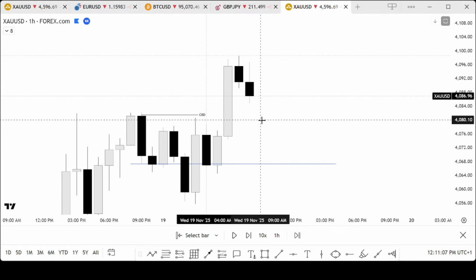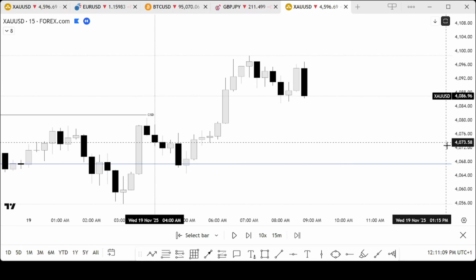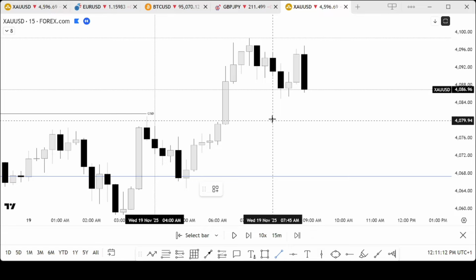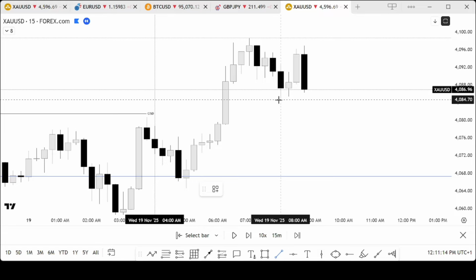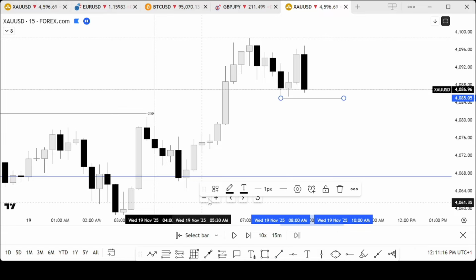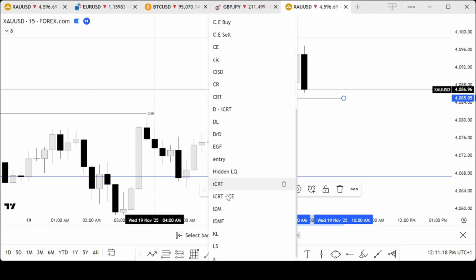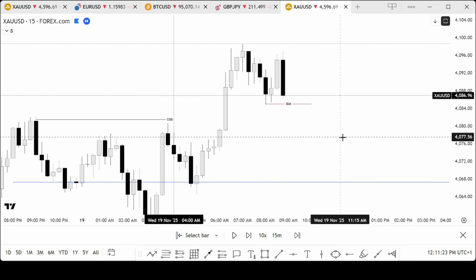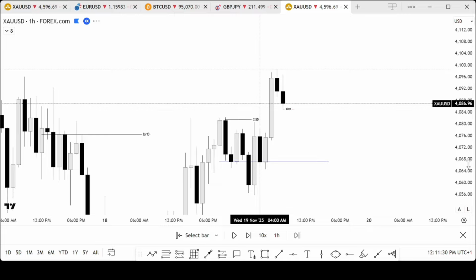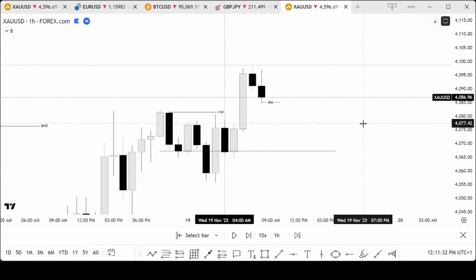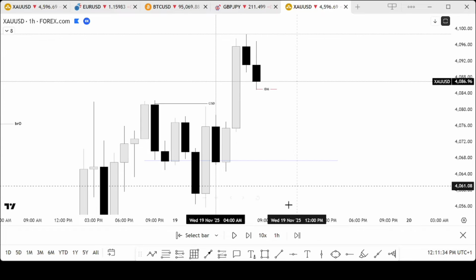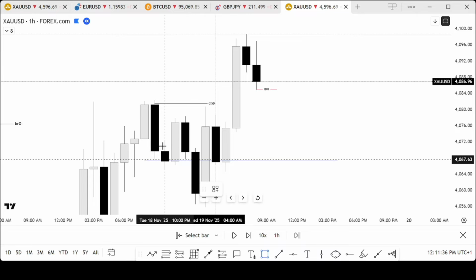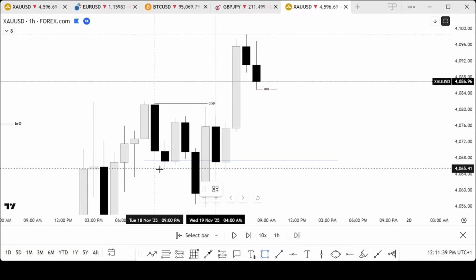We'll need to check the 15 minutes for our inducement. As you can see, on the 15 minutes we have our inducement right here. This simply becomes our inducement. This inducement is very important because it tells us that our point of interest will potentially hold. So we'll go back to the 1-hour time frame. On the 1-hour time frame, we want to identify our area of interest. In this case, we're going to use our iCRT to do this.